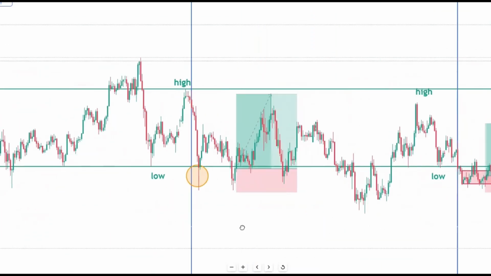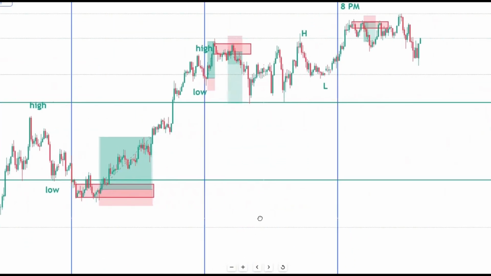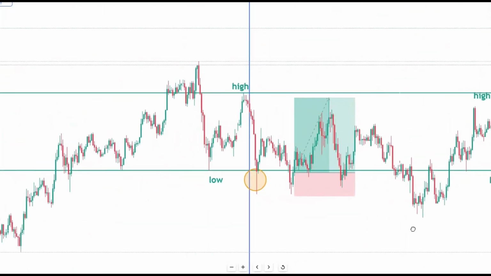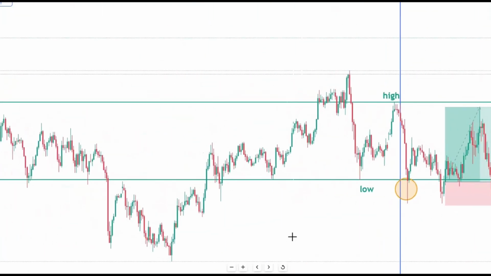How many days have we gone? 1, 2, 3. Yeah, we're doing well. Let me just show you 5 of this. And listen, this works well with gold. This works well with your Forex pairs. This works well with your indices.